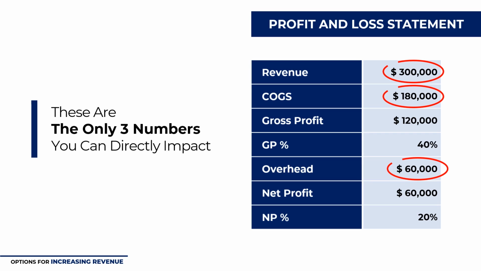You find gross profit by subtracting COGS from revenue, and then dividing that number by the revenue gives you the gross profit percent. When you subtract your overhead from your gross profit, you find your net profit, which you then divide by revenue to determine your net profit percentage. So, the 3 numbers you can directly impact, and the ones we're going to focus on to help you make dramatic financial gains with 0 cost, are revenue, COGS, and overhead.